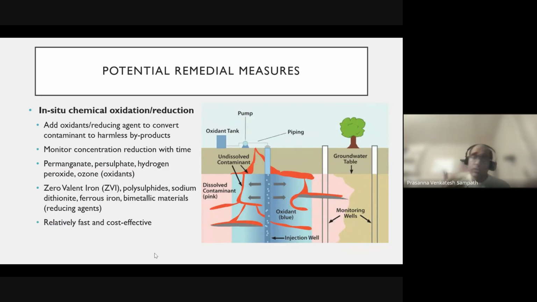Okay, now the advantage of this method is that it's relatively fast and it's cost effective. If I know that the contaminant is present over a relatively small area, I can use this method to very quickly and in a cost effective manner reduce the contamination, both in extent and in terms of the concentrations and so on. Okay, so that's one possible method.